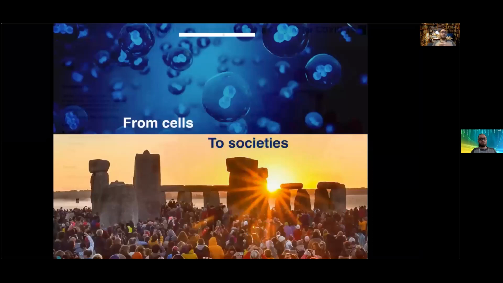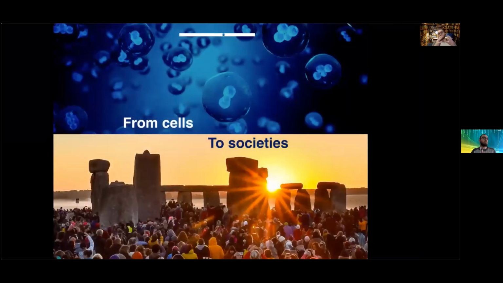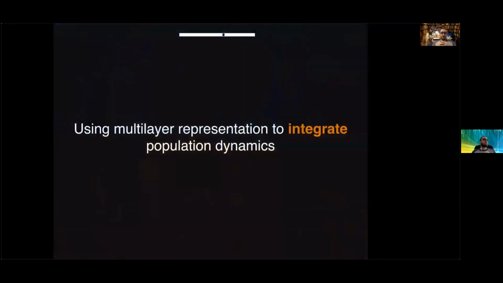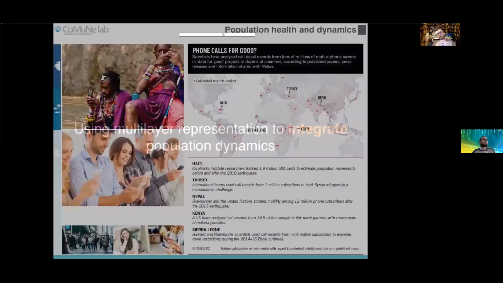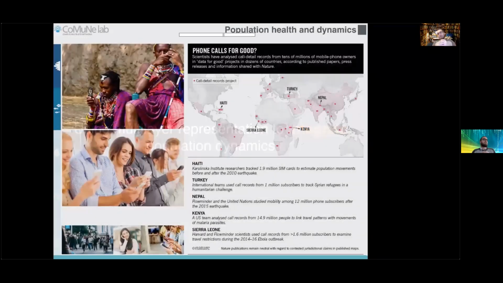So for the last part of the talk, let's move now from cells. So far we have been discussing molecular networks, to societies, so to the scale of population structure and dynamics. In fact, here we can use the multi-layer representation to integrate distinct types of population dynamics, something that I was mentioning at the very beginning when talking about coupled dynamics in the representation part of this talk.